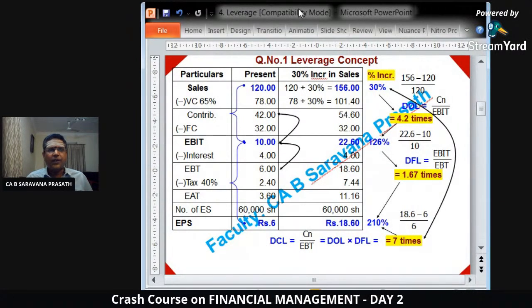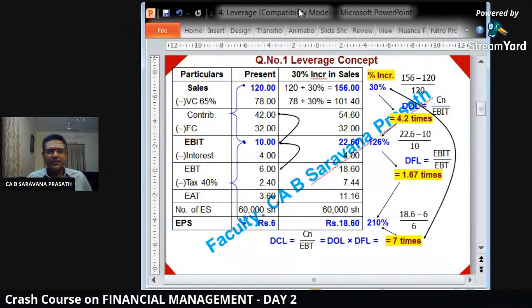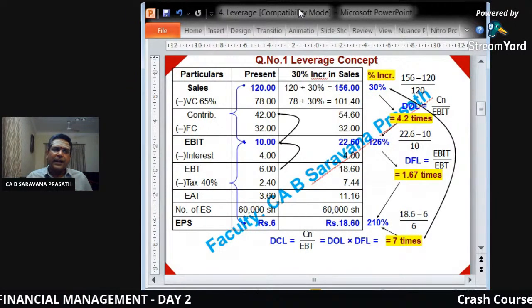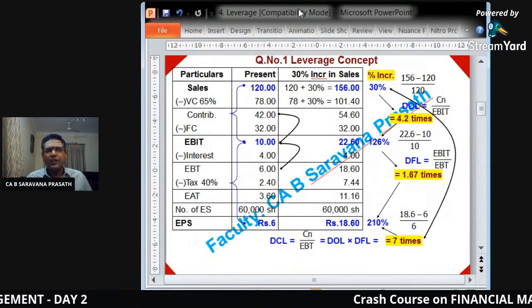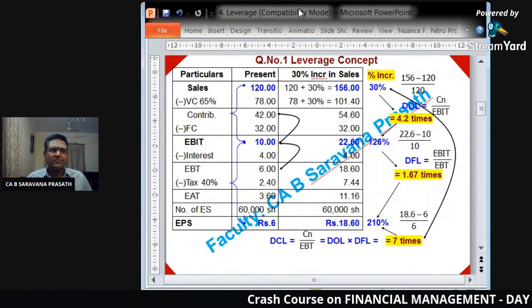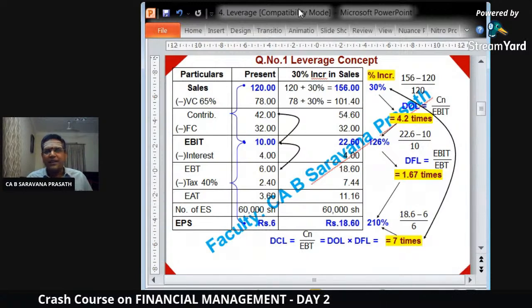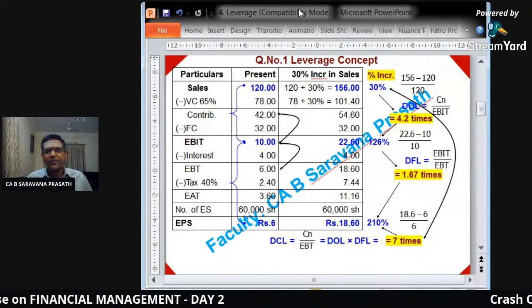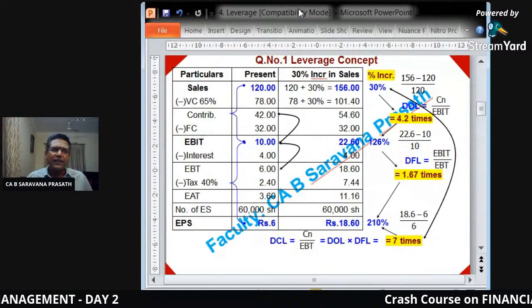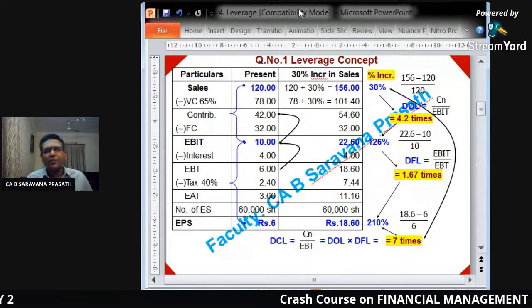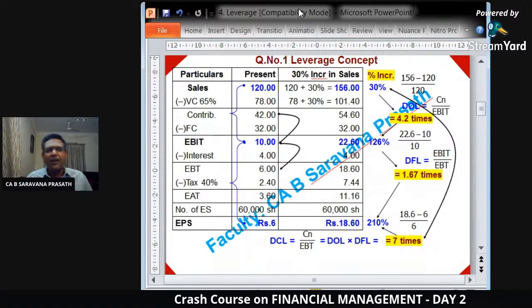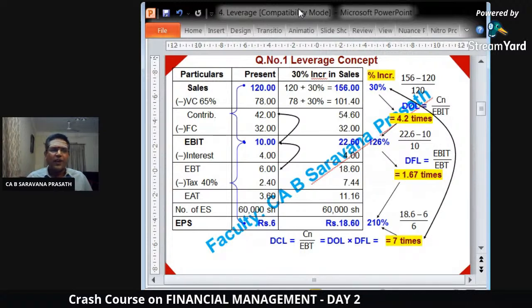The essence of all that you have to remember is operating leverage is equivalent to contribution divided by EBIT. Financial leverage is equivalent to EBIT divided by EBT. And combined leverage is equivalent to contribution divided by EBT, or alternatively DOL into DFL.